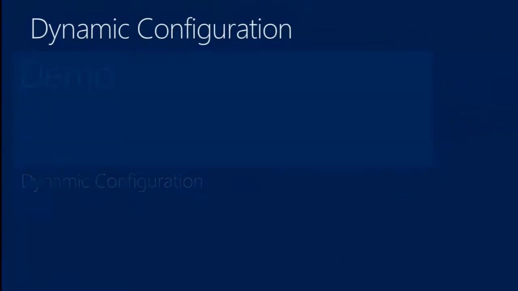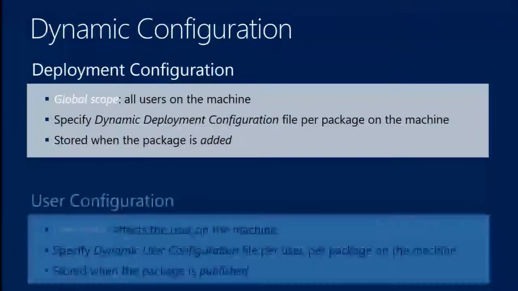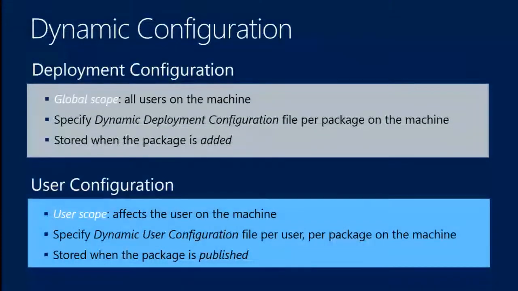Okay. So there are two types, just to summarize on this. There are two types of dynamic configuration files. There's the deployment config and the user config. Deployment config is machine-wide, all users. The user config is per user. You specify the deployment config when you add the package, because it's global. And you specify the user config when you publish the package, because it's per user or groups of users.